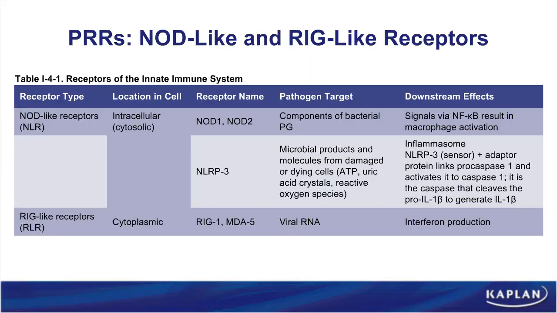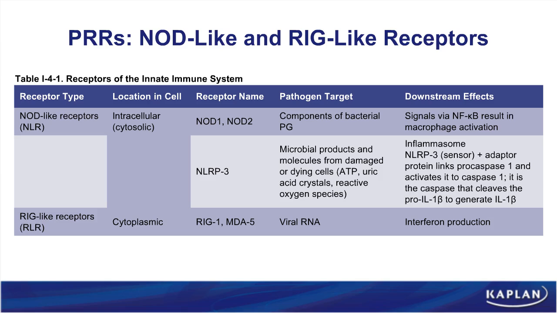The other two families of our pattern recognition receptors are going to fall under two headings. We have our NOD-like receptors and our RIG-like receptors. Our NOD-like receptors are all intracellular. We have NOD1 and NOD2. And then we have NOD-like receptor P3, shorthand NLRP3. And I'm going to give you an example in just a moment of how the NLRP3 works with other members of the toll-like receptor family.